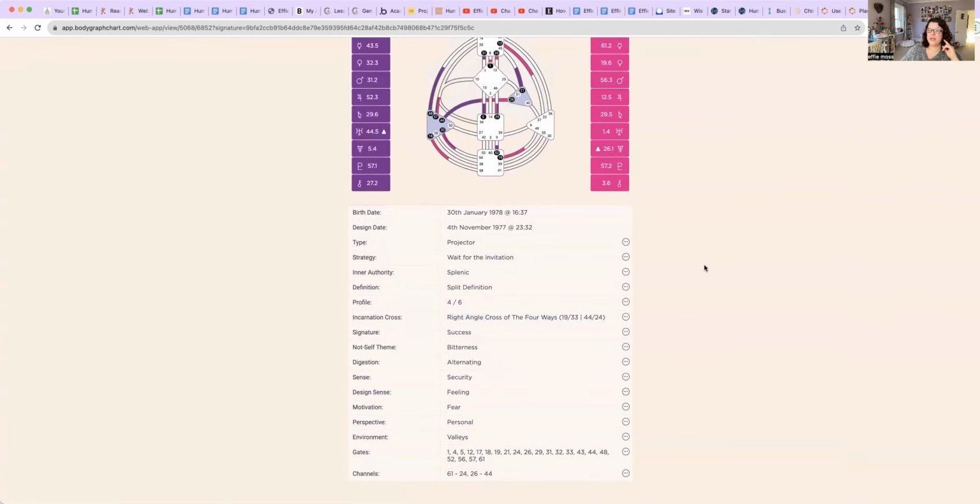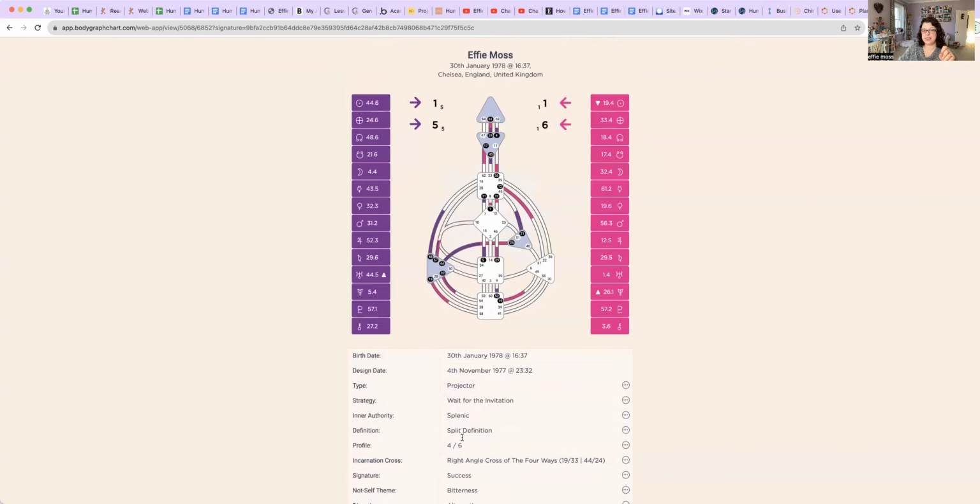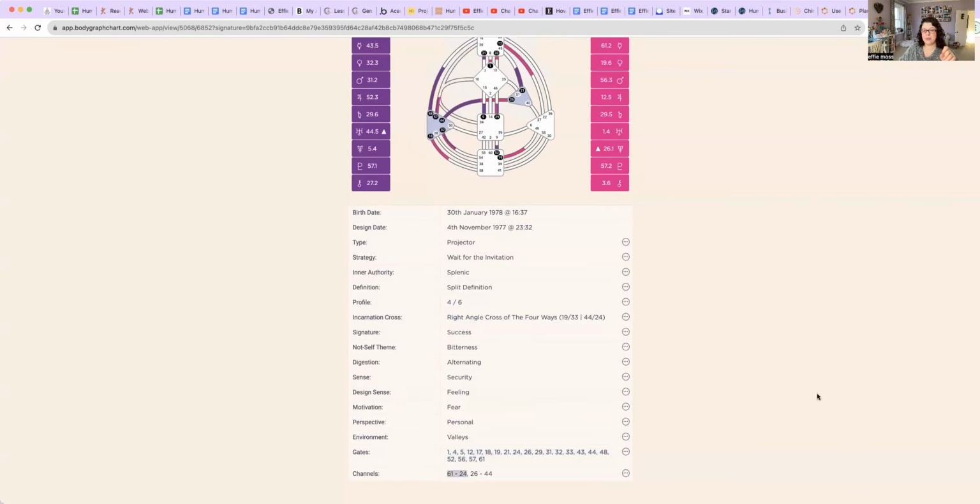And then you've also got the little summary underneath. And you can see here, it's telling me what the gates are. So these are all my colored gates. So like 1, 21 is colored. So I should have 21 there. I do. And these are the channels. So my full channel, 44 to 26, you can see that's there. And you can see 24 to 61. And that's there as well.